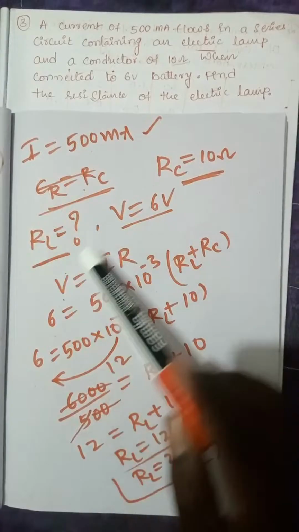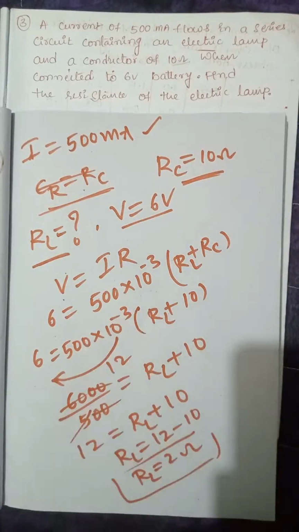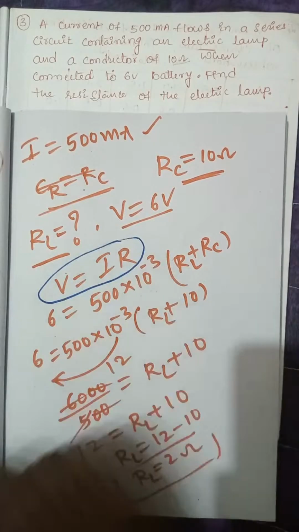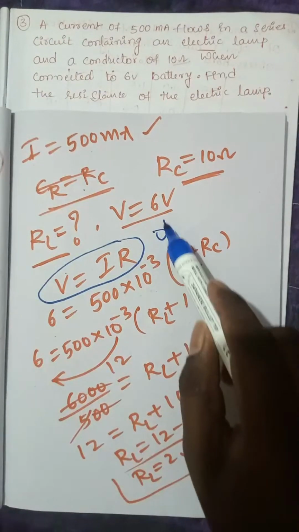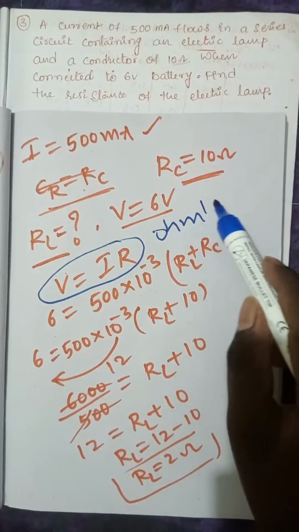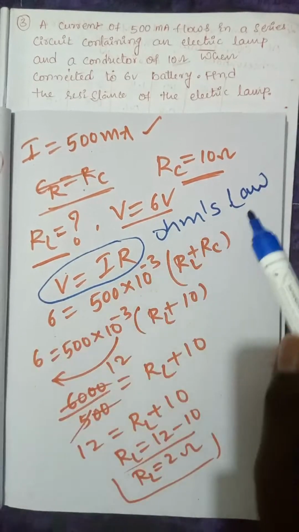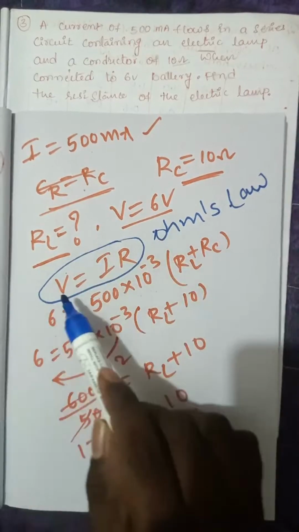For finding the lamp, we know the basic formula. What is the basic formula? Very, very basic: V equal to IR. That is Ohm's law. So we are taking Ohm's law, V equal to IR.